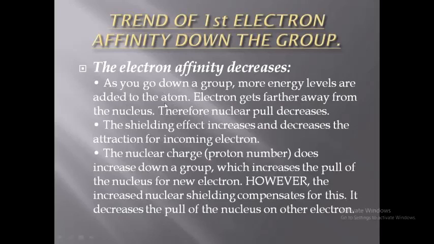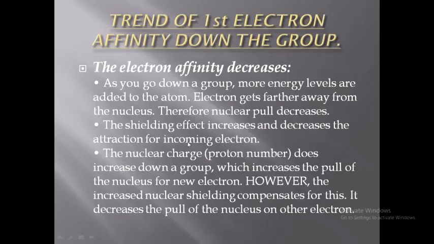So as we go down the group, as the atomic size is increasing, the incoming electron is to be added to the ultimate shell of the atom. The ultimate shell is moving farther away from the nucleus down the group, so the nuclear pull decreases, so the electron affinity decreases. Secondly, the shielding effect increases and decreases the attraction for the incoming electron.